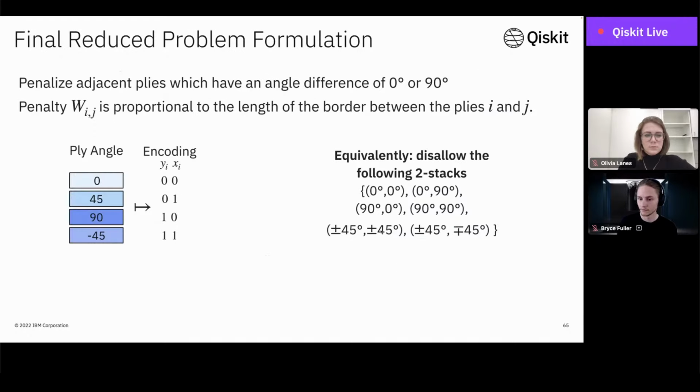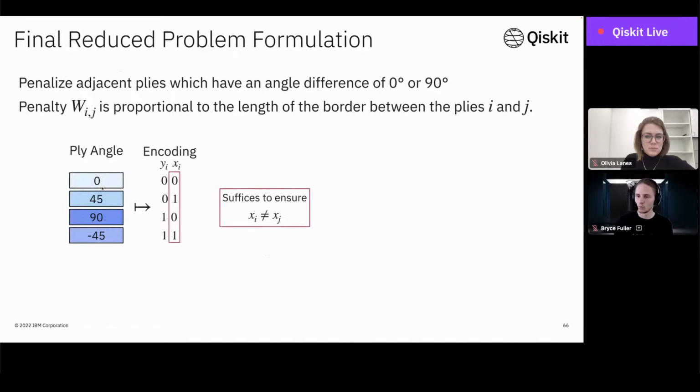So for us, we looked at a restricted version of this problem, where I'm going to represent the angle of each ply with 2 bits, right? So 2 bits gives me 4 options. And the reason I choose these is because what we're going to try and look at is penalizing where adjacent plies have a difference of 0 or 90 degrees, right? So this is one of their important constraints that they would like to satisfy as much as possible, right? So in other words, I don't want to see 0, 0 plies. I don't want to see 0, 90 plies, 45, 45, or 45, negative 45, right?